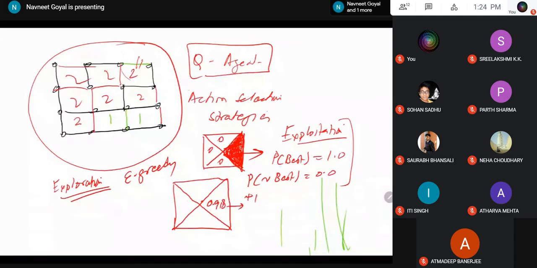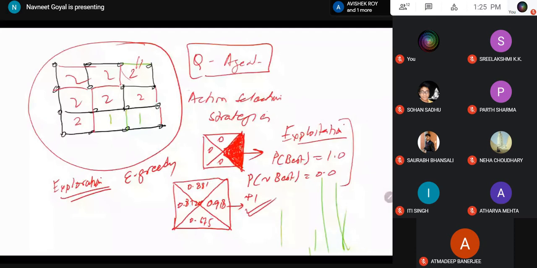Then the other values are 0.881, 0.812, and here it is 0.675. All right, so now suppose I'm using the greedy approach. The greedy approach will always take you here. There is no issue with that, right?